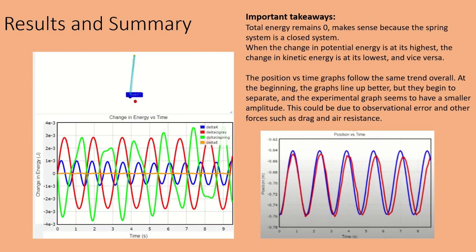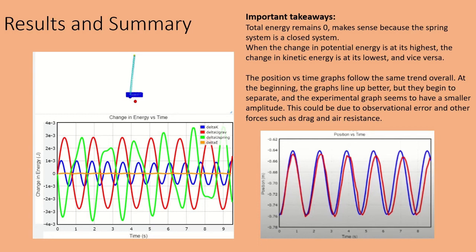Alright, so now we can look at the results in the summary from the experiment. As you can see, we have two main graphs here. One is the change in energy over time, and the other is position over time. First, let's look at the change in energy over time. The orange line represents the total energy, and as you can see, the total energy remains 0. This makes sense because the spring system is a closed system, so there is no external work being done on the system. You can also see that when the change in potential energy is at its highest, the change in kinetic energy is at its lowest, and vice versa.